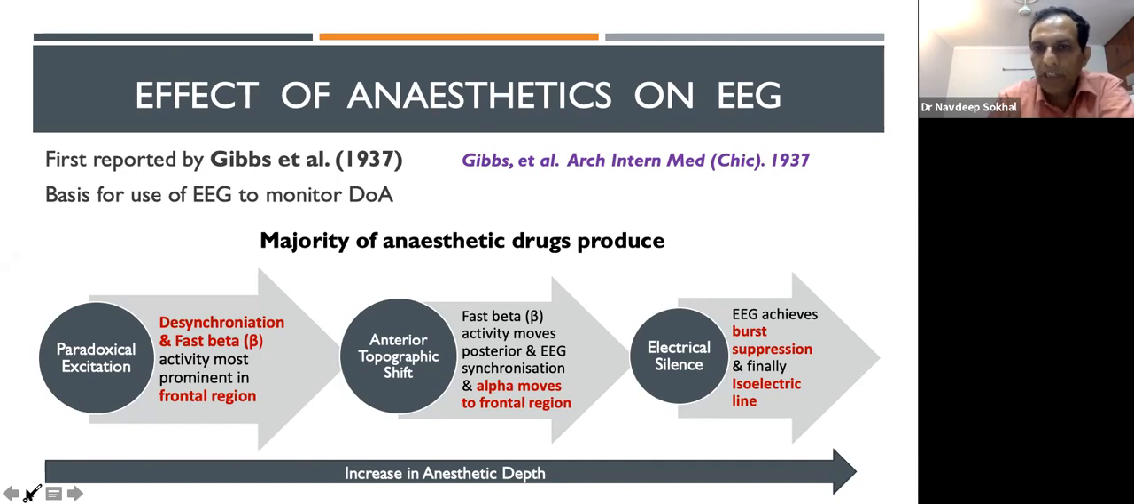So as the depth of anesthesia increases, there is synchronization and appearance of slow alpha waves in the frontal region. And if you further increase the depth of anesthesia, the EEG achieves burst suppression. That is, in between you have isoelectric line, then you have some activity, then isoelectric line, and finally a complete isoelectric line. This is how it changes according to the increase in the depth of anesthesia. Now these changes in the EEG pattern are picked up by the EEG monitors, and then these changes are processed to deliver a number to us.